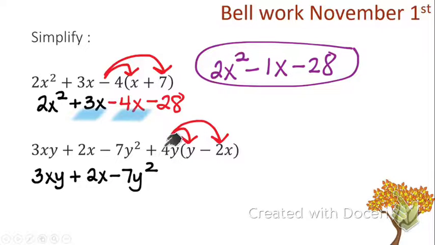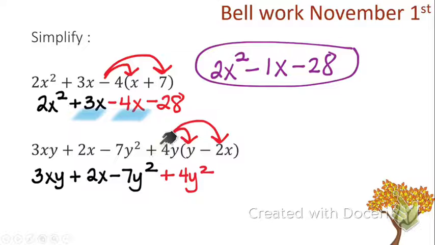All right, so what is 4y times y? 4y times 1y. 4y squared. Good job. Would it be a positive or a negative 4y squared? Good job. And then we have 4y times -2x. Now that's a little tricky. So what do you think 4y times -2x would be?